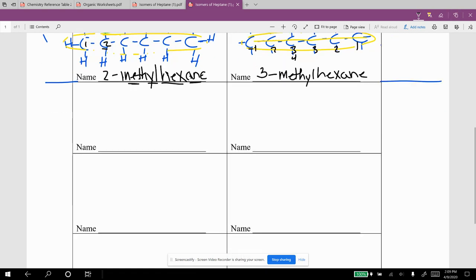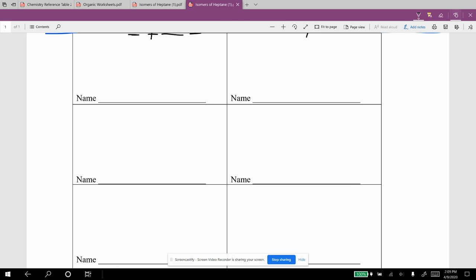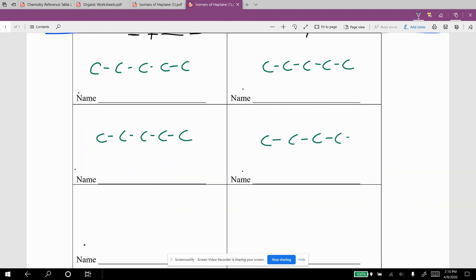We have 5 of those. All right, so we have 1, 2, 3, 4, 5 of those with a 5 carbon chain. So then I'm going to do my 5 carbon chain, and I'm going to do 3. All right, so 1, 2, 3, 4, 5. I'm just going to do this with all of the boxes that I have to do with the 5 carbon chain, right? So then 1, 2, 3, 4, 5, right?